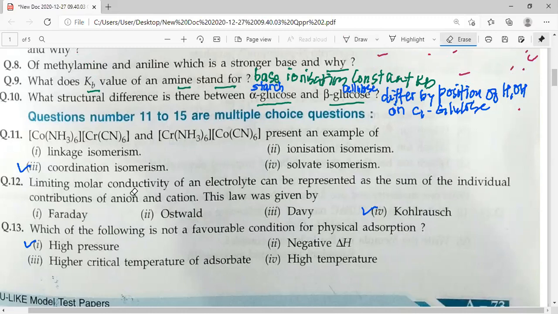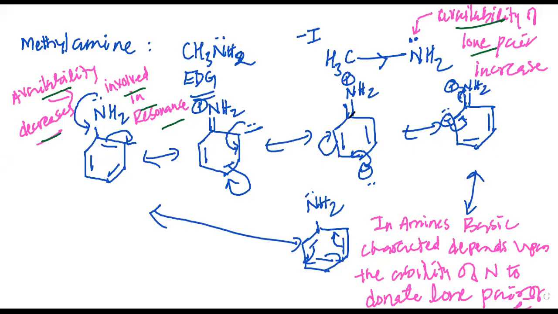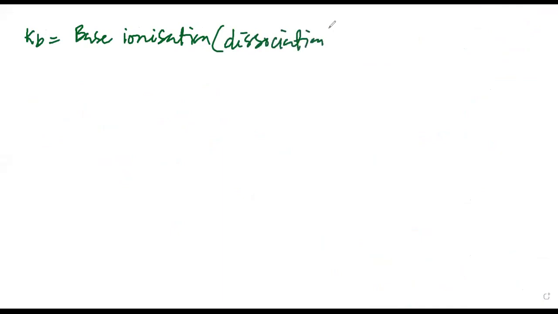Now let's move forward and solve the next question for you. So what is the next question? What does Kb value of an amine stand for? So let us answer this question, my dear students. Kb is simply the base dissociation or base ionization constant. Kb represents the base ionization or dissociation constant.